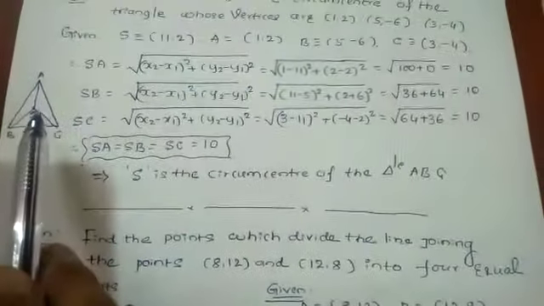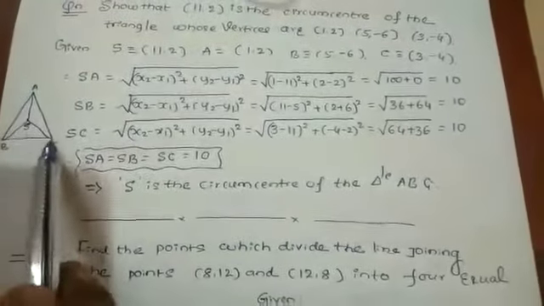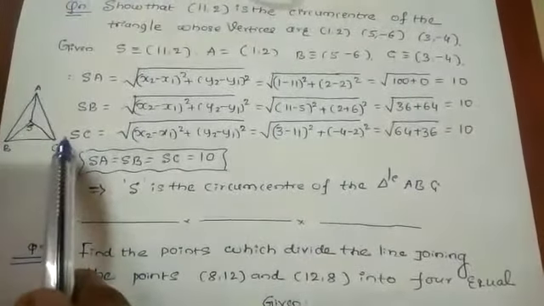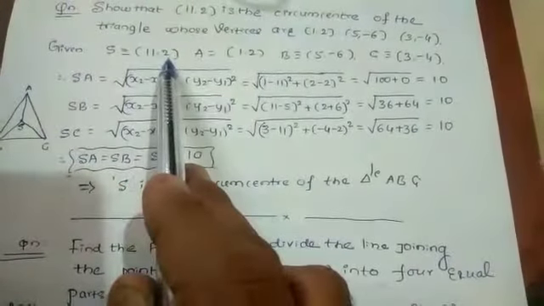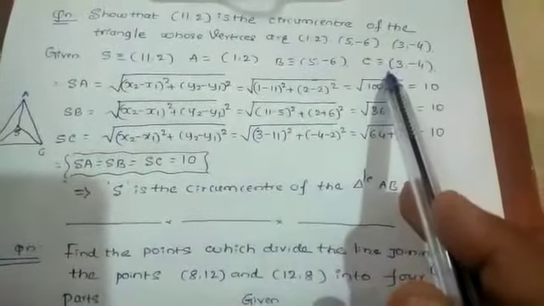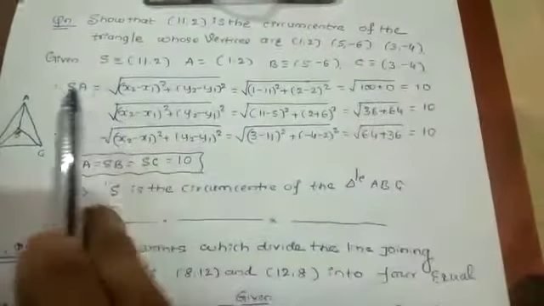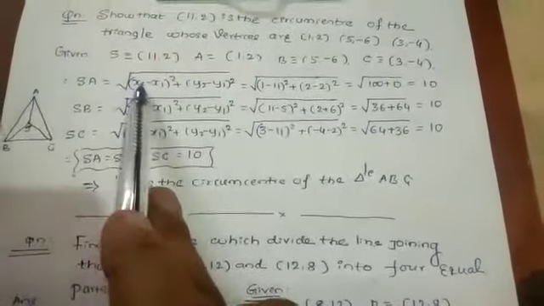Okay, so here you have to show that this S is the circumcenter of the triangle ABC. The vertices of ABC are given, and S is (-1, 2). A, B and C vertices are given. Here also you have to apply the same distance formula. First consider SA; S coordinates are known and A coordinates are known.